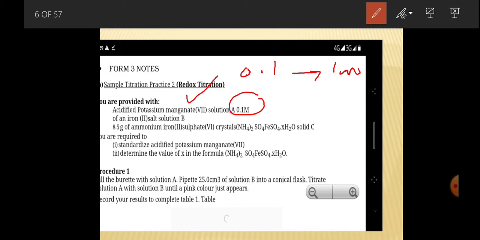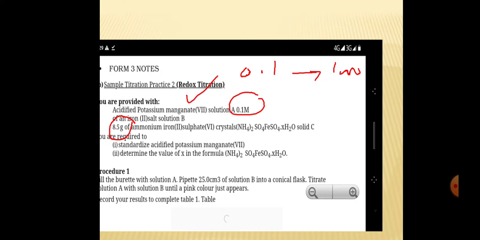You have also been given an iron 2 salt, solution B, and for this particular salt, you've been given the mass as 8.5 grams of ammonium iron 2 sulfate crystals. So here you've been asked to standardize acidified potassium manganate 7 and determine the value of X. Now, these particular compounds are just scaring you for nothing.